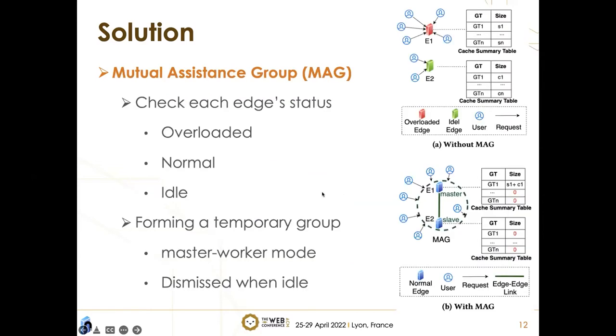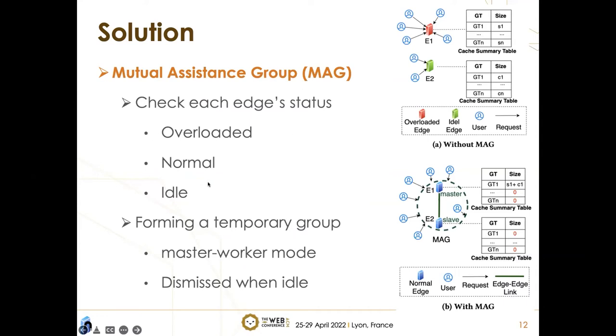The second mechanism of MagNet is the mutual assistance group, abbreviated MAG. In MagNet, we check each edge's status periodically and classify them into three different types: overloaded, normal, and idle.